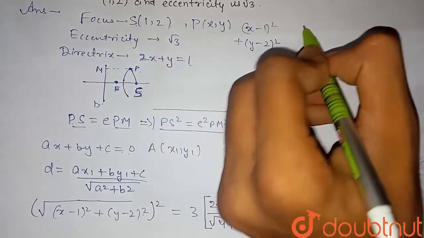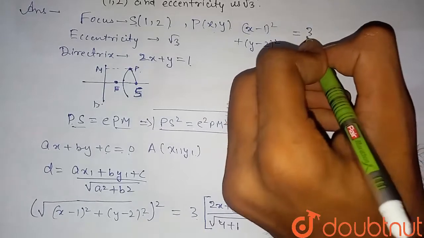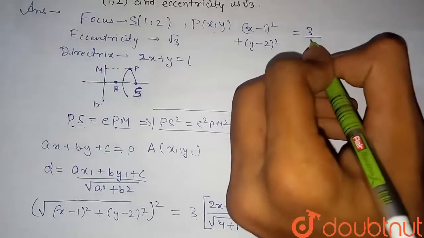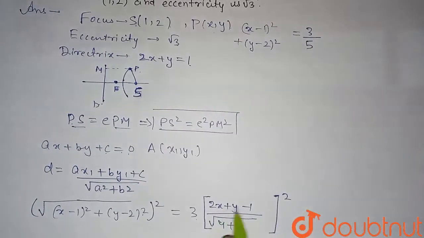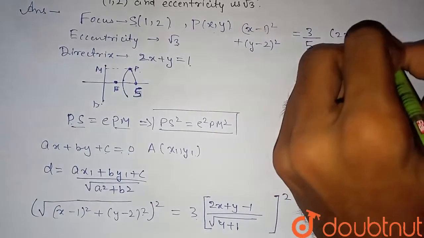And this thing will be equal to 3 into this in the denominator, there will be root of 4 plus 1, so that will be root 5. Squaring that we get this as 5, and here we get (2x plus y minus 1) whole square.